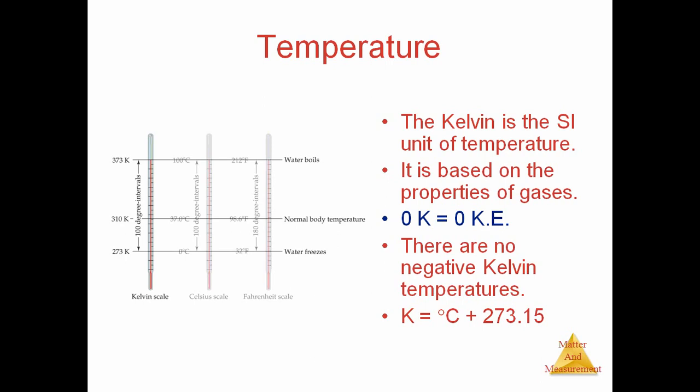Now for Kelvin, as I mentioned, it's the SI unit. It is based on the properties of gases, and 0 Kelvin essentially means 0 kinetic energy. There is no such thing as a negative Kelvin temperature. In fact, 0 Kelvin is absolute zero, and it represents the coldest temperature possible. And again, highlighting the relationship between Kelvin and degrees Celsius, Kelvin is equal to degrees Celsius plus 273.15, which can be approximated to 273.